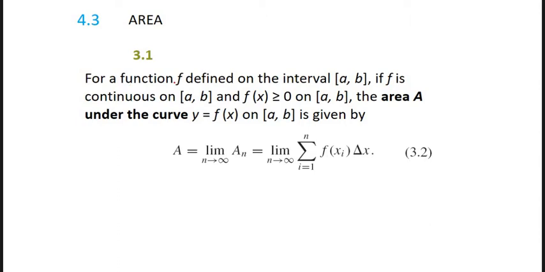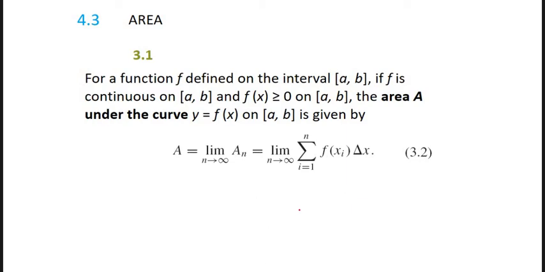For a function f defined in the interval [a, b], remember a is the same as x naught. If f is continuous on [a, b] and f of x is bigger than 0 on [a, b], the area under the curve of y equals f of x on [a, b] is given by this equation when n goes to infinity. Not only 100, 1,000, a million, a gazillion. When n goes to infinity, you will get the area under the curve, how much it will be.